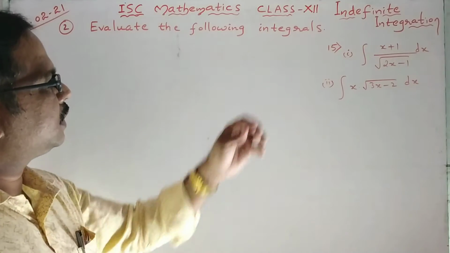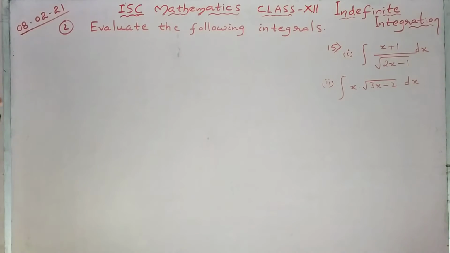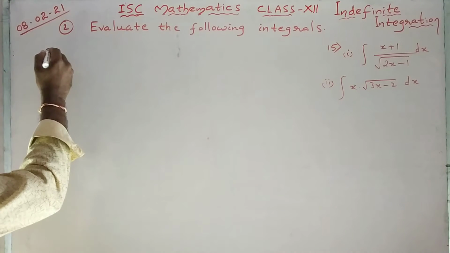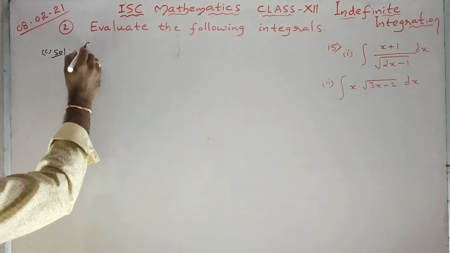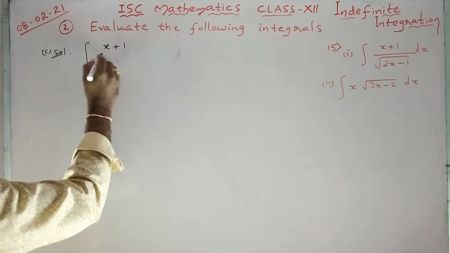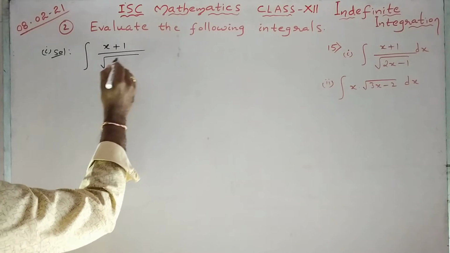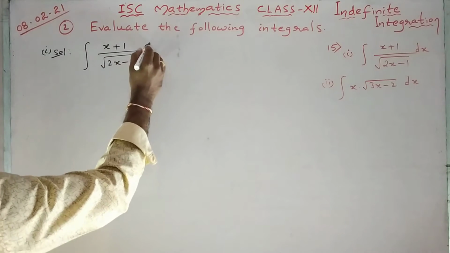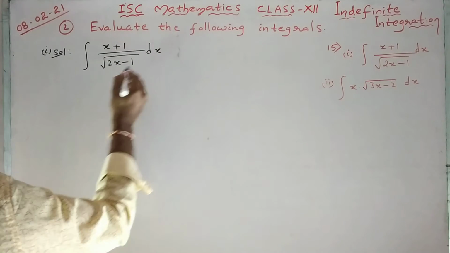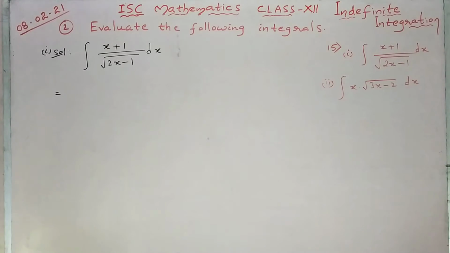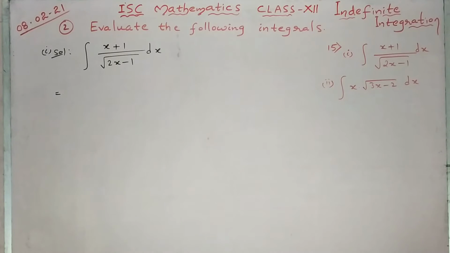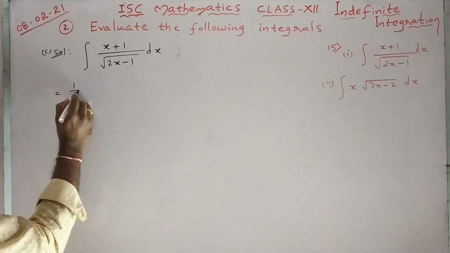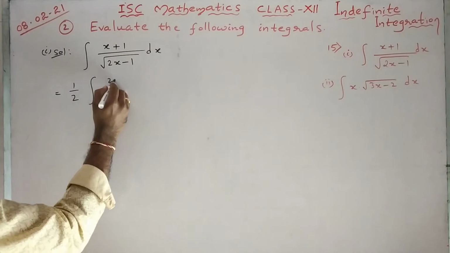Let us look at question 15 of exercise 8.3, indefinite integration. Question: integral of (x plus 1) upon square root of (2x minus 1) dx. Here, what is the coefficient of x? 2. So I am just multiplying and dividing with 2.